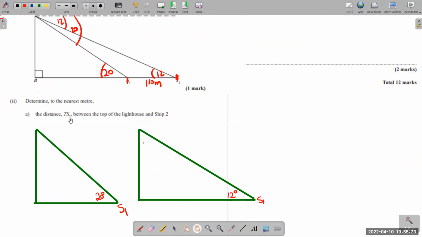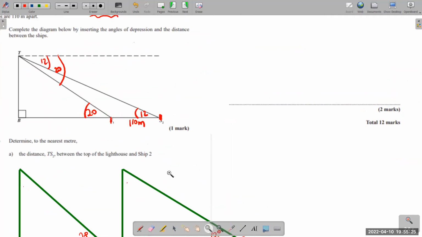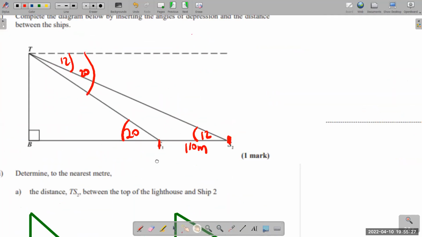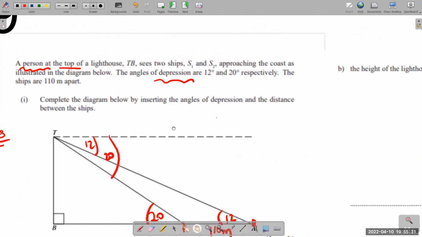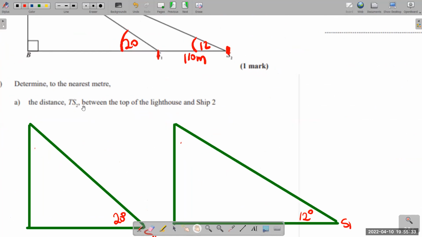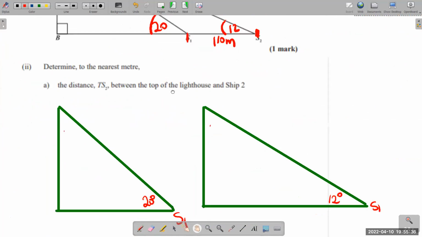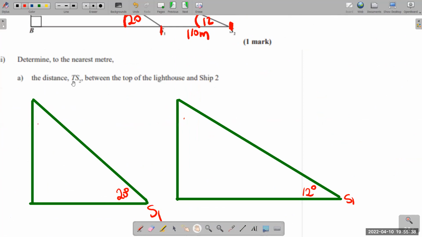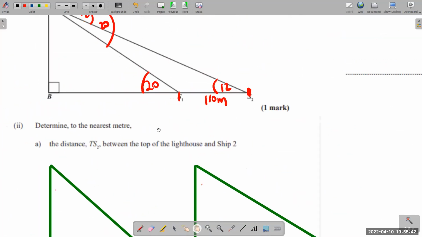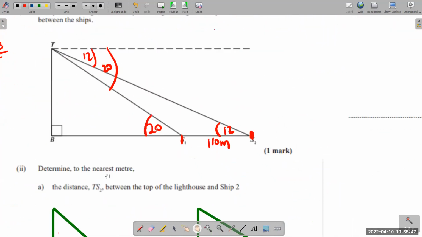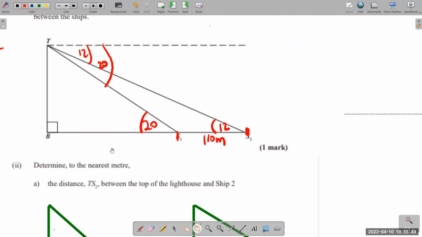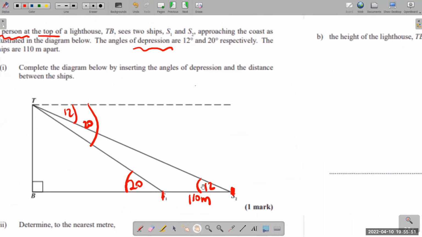Now, the distance between T and S. Now look at this. What do we have? Everything we need to find out? What are they asking us for? Let's look again. Find the distance. Determine TS1 between the top of the lighthouse. Determine to the nearest meter the distance TS2. Where is that? TS2. So this is what they want us to find.